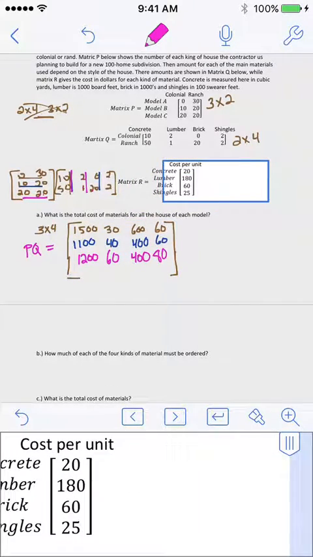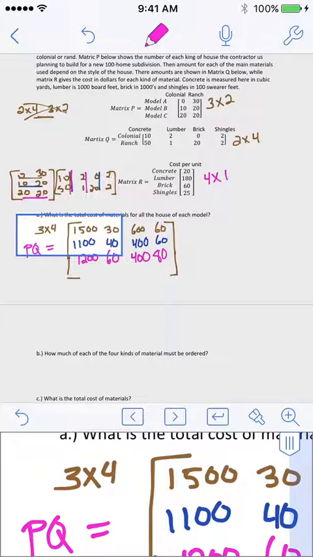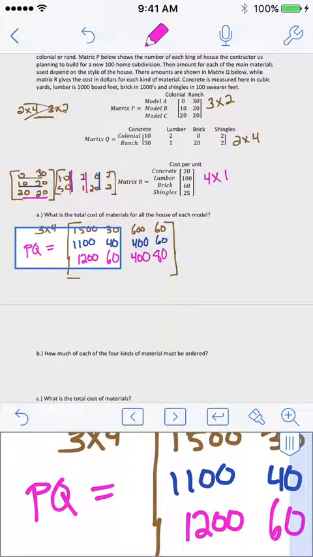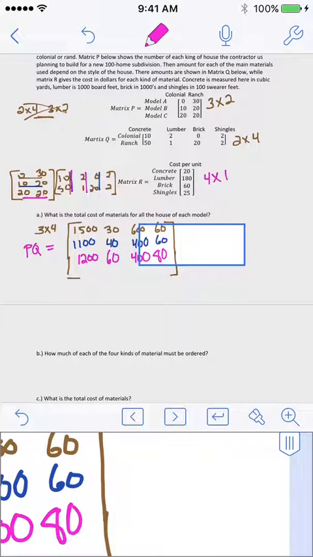And this cost equation is a 4 row by 1. So can we multiply it by this 3 by 4? Absolutely, as long as we do PQ times R. So let's do PQ times R.